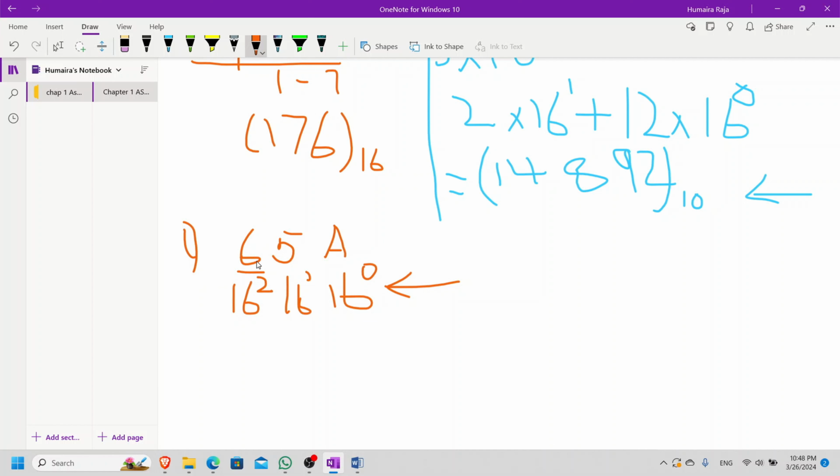The weight for 6 is 16 power 2. Okay. And if they have asked you the value, what will you do? You have to multiply 16 with 16 and then multiply it with 6. So what is the answer? That will be the final value for this digit 6, right?